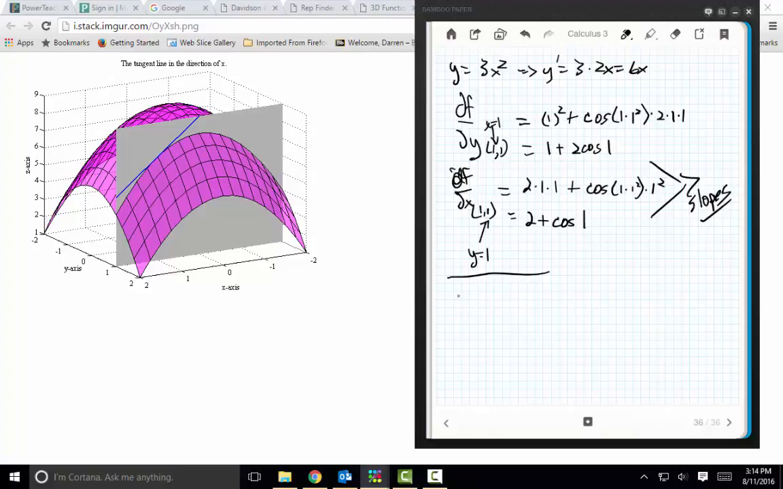Now, what we're going to do now is talk about higher order derivatives, higher order partial derivatives, which can get a little crazy, but trust me, they're not very difficult. I'll see you back in just a second.